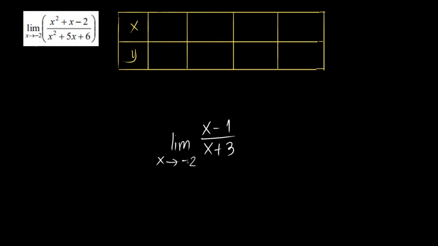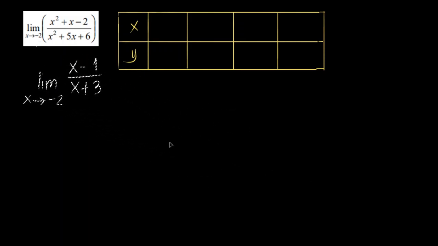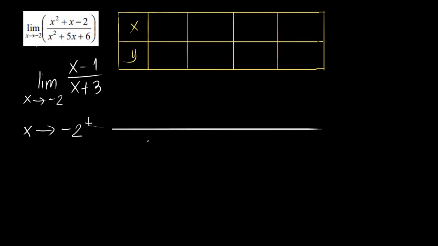Now, the next thing to decide on is whether we are going to the left side of our limit or the right side of our limit, because there is no plus or minus sign here. I've decided to use the right side. Since it is negative 2 with a plus, the values we consider are numbers that are greater than negative 2 but very, very close to it.